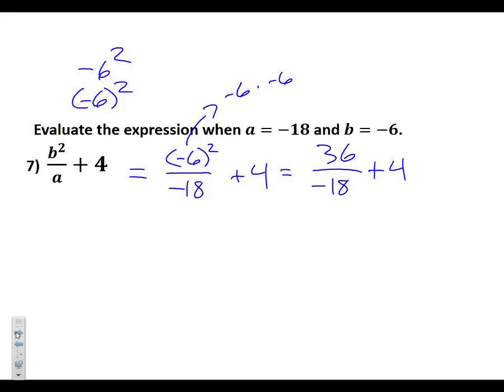Again, we're going to do division before we do addition. 36 divided by a -18. Division, positive divided by a negative is negative, so that will give us -2. And then we're going to add 4. Again, adding with opposite signs. 4 minus 2 is 2. The 4 is bigger, so our final answer is 2 for this one.